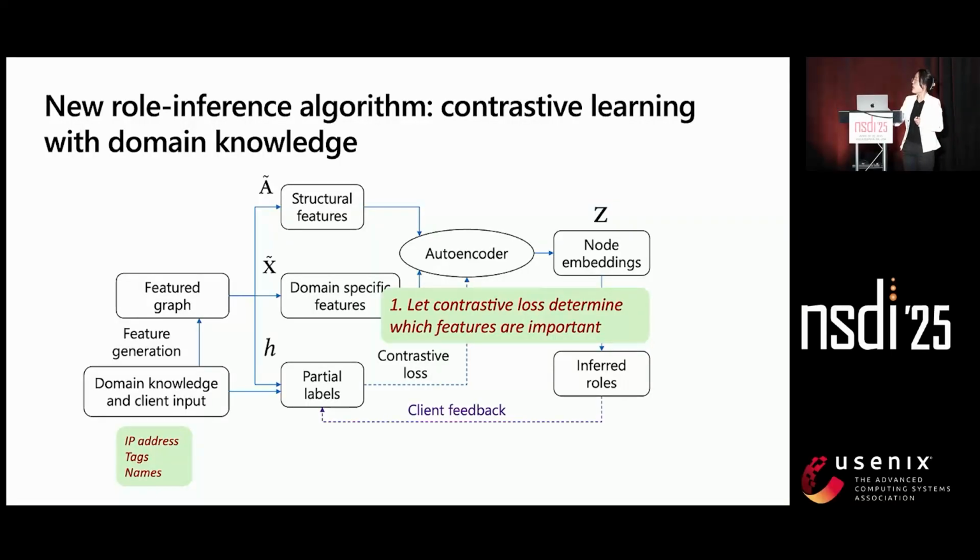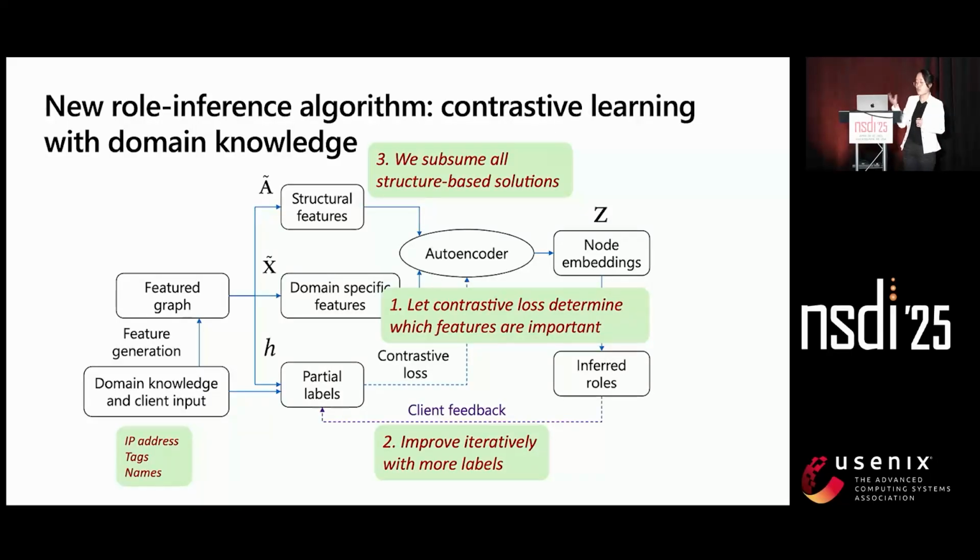Furthermore, our system is not one-shot. With some client feedback on the inferred rows, for example, after we infer the row, the client can either help us correct some rows, or give us more input on some other labels. This will help us improve the system iteratively with more labels. And last, for the structural features part, we actually subsume all of the structure-based algorithms, which means you can always replace that part with the latest advanced structure-based row inference algorithms.